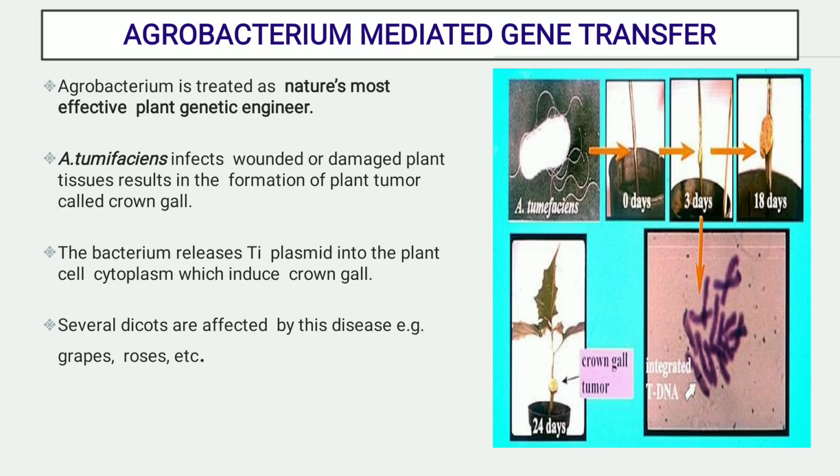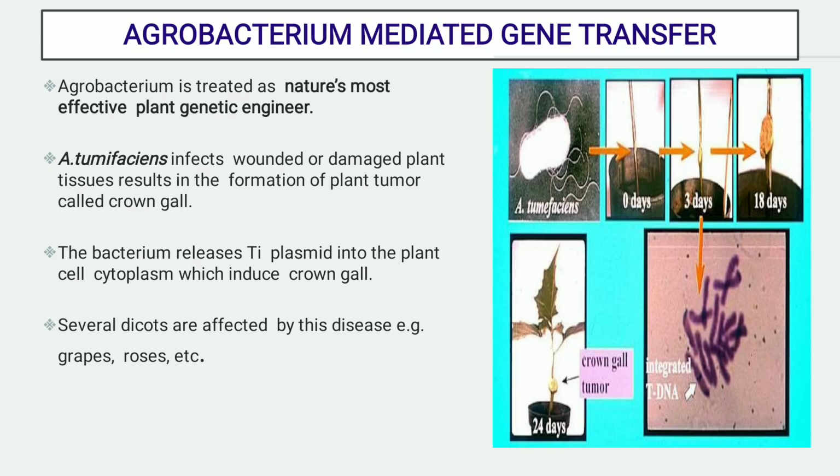So in this diagram you can see the Agrobacterium infection at 0 day, at 3 days the slight division of cells, on the 18th day you can see some more gall formation, and on the 24th day it becomes a tumor, right?